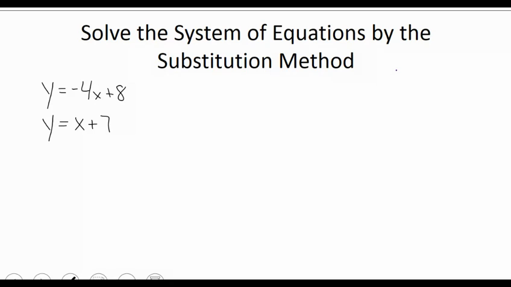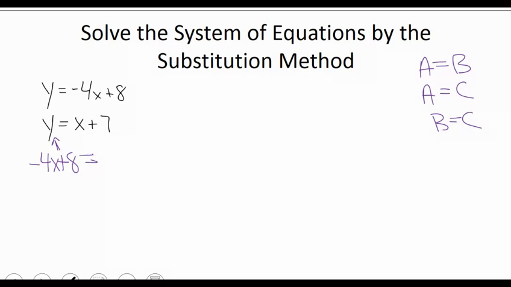This is the same idea as, I want you to imagine, what if I said a equals b, and then I said a equals c? What could you figure out from that? If you know a equals b, and you know a equals c, then that has to mean b equals c. And I can do that same thought process here. If y equals negative 4x plus 8, and y equals x plus 7, then I could plug the negative 4x plus 8 in for the y in this equation, because we know y and negative 4x plus 8 are the same thing. So I could say negative 4x plus 8 equals x plus 7.